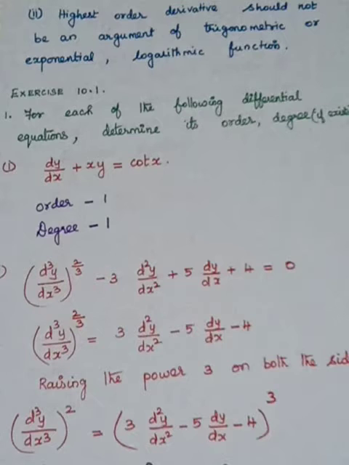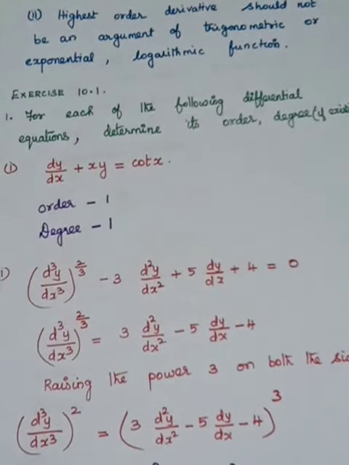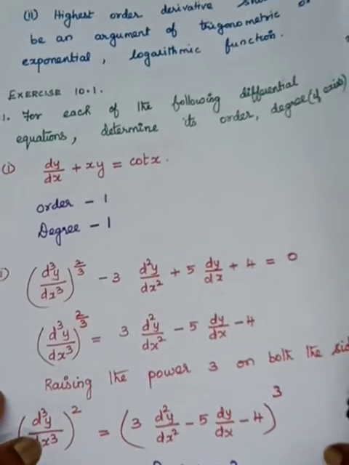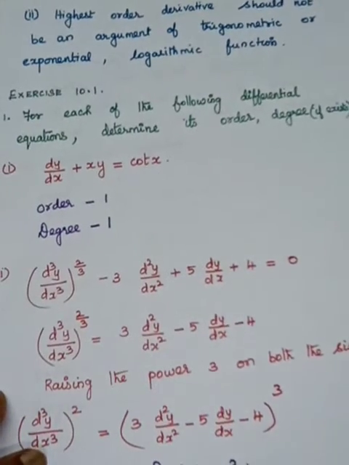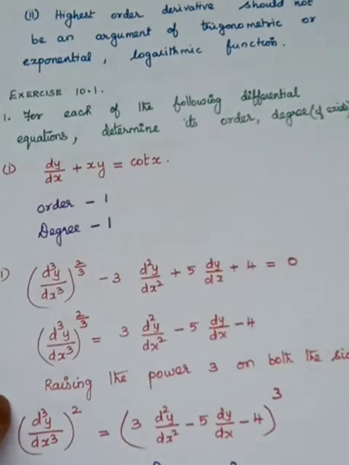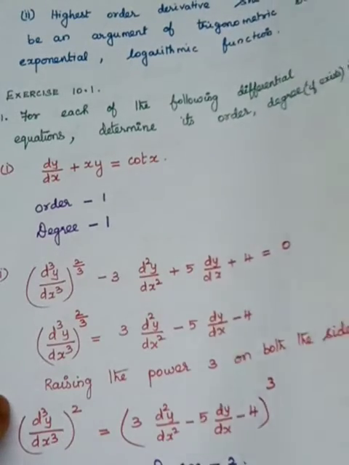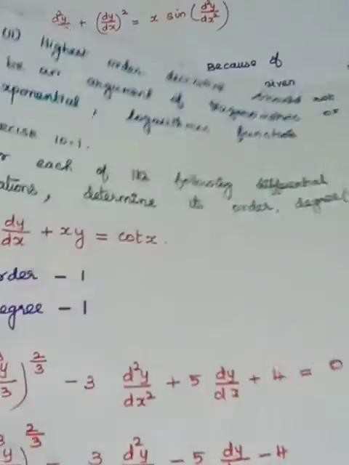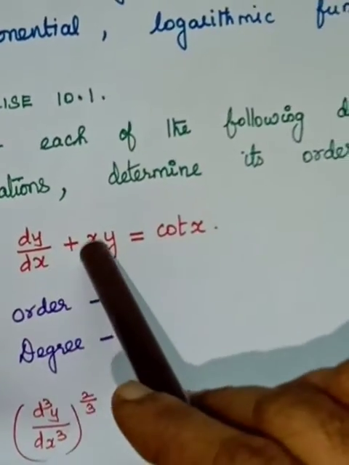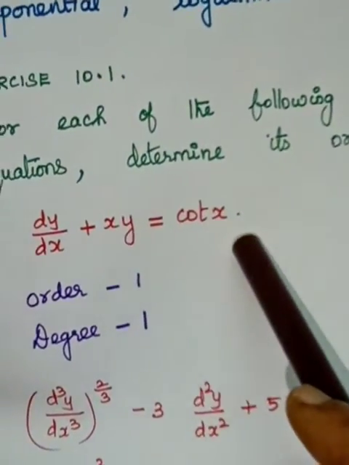Okay, so we see Exercise 10.1, first problem. For each of the following differential equations, determine its order and degree, if they exist. Order we can easily find, but for some of the differential equations, the degree may not be defined. Look at the first one: dy by dx plus xy is equal to cot x.